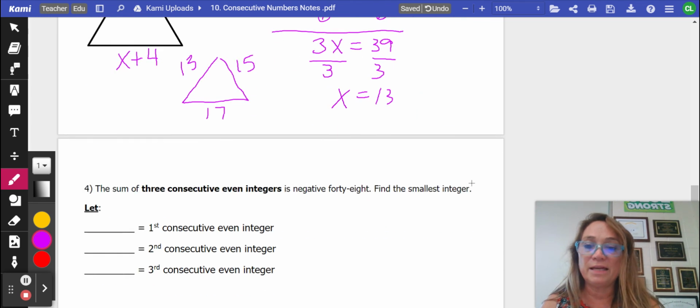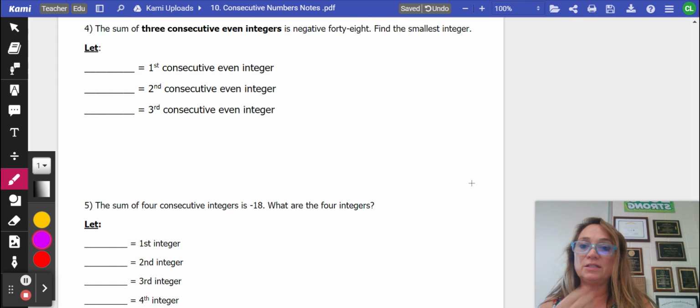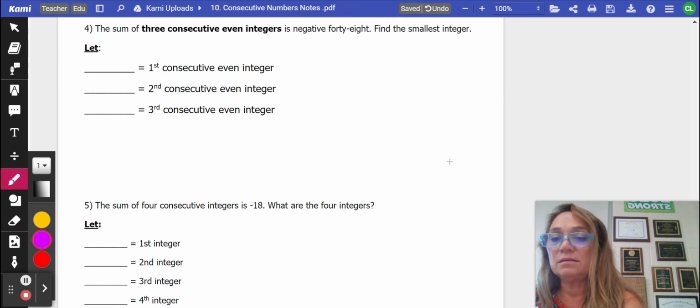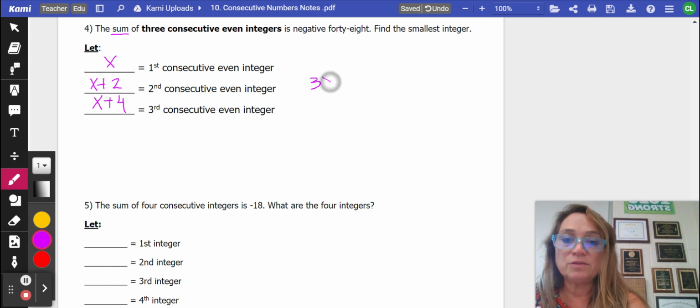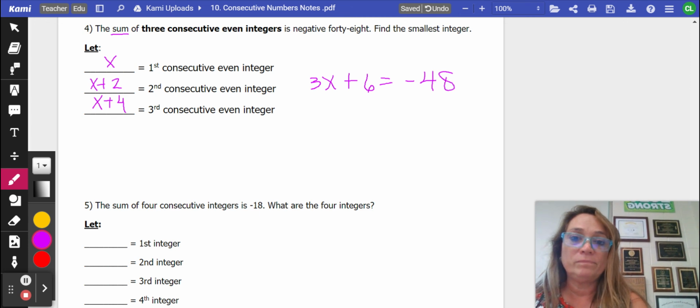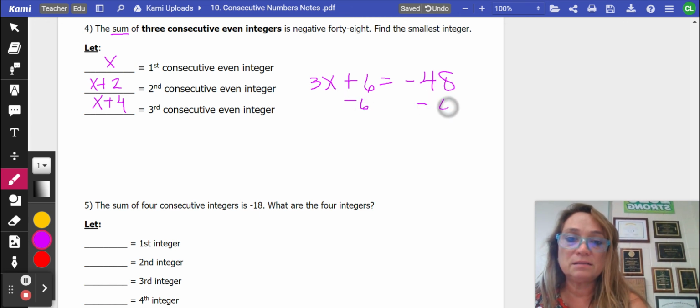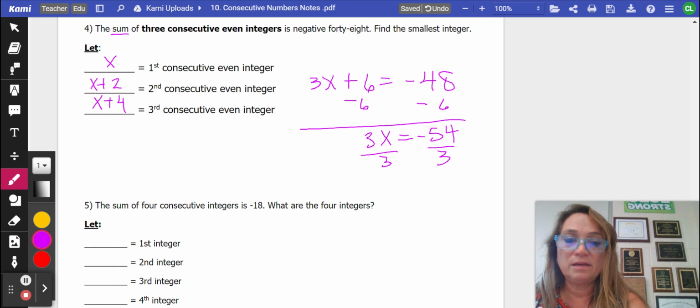Okay. All right. So we've got consecutive even. So we're going to do x, x plus 2, and x plus 4. And again, they want the sum. So that's 3x plus 6 is equal to negative 48. Subtract 6. You get 3x equals negative 54. Divide by 3. And you get x is equal to negative 18.